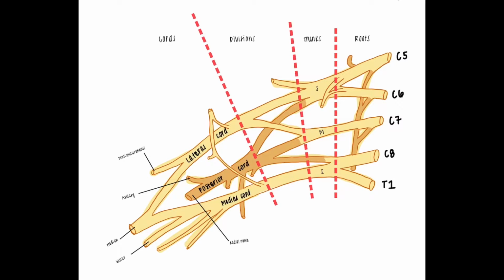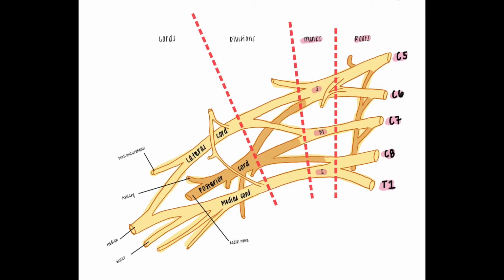The brachial plexus is a major nerve network that is formed by the anterior rami of the C5, C6, C7, C8, and T1 spinal nerves, and these give off the roots of the brachial plexus. The roots then form trunks, and the superior trunk is a union of the C5 and C6 roots. The middle trunk is a continuation of the C7 root, and then the inferior trunk is a union of the C8 and T1 roots.